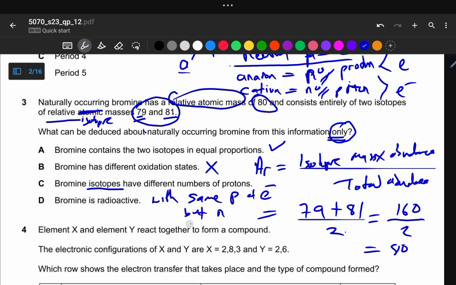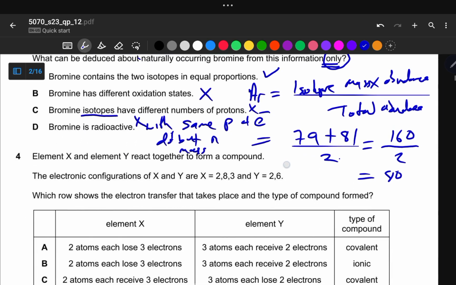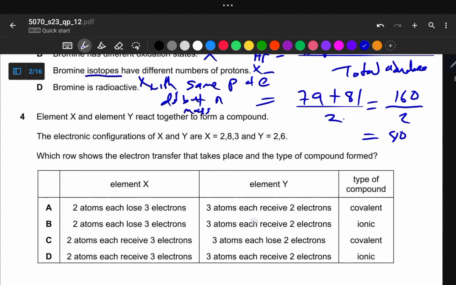Meaning to say we have got different mass number, right? The nucleon number, right? So this is very false. And then bromine is radioactive. We cannot conclude that using this given information. So this becomes false. So we are now moving on to the next question, number 4. So number 4 says elements X and Y react together to form a compound. And then the electronic configurations of X and Y are given. This is the electronic configuration of X.